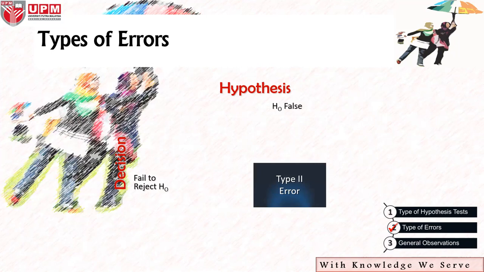Type 1 error happen when we reject the null hypothesis when it is actually true. Type 2 error: our null hypothesis is wrong, but we fail to reject. Kita tak boleh reject. We do not have ample evidence to reject the null hypothesis.